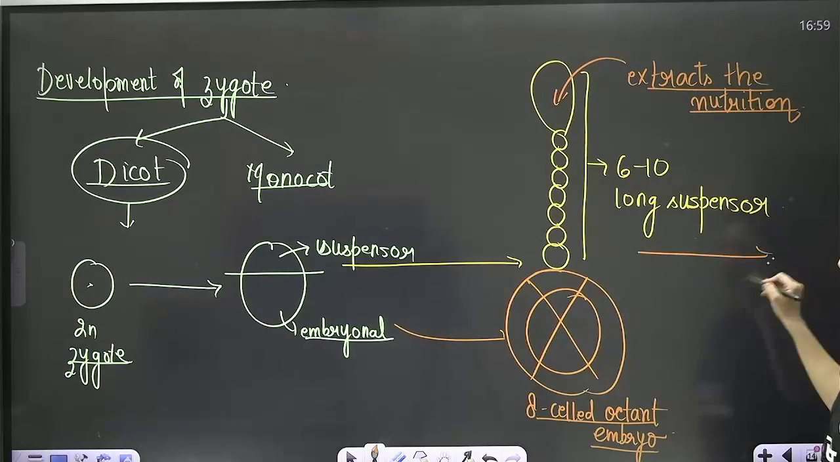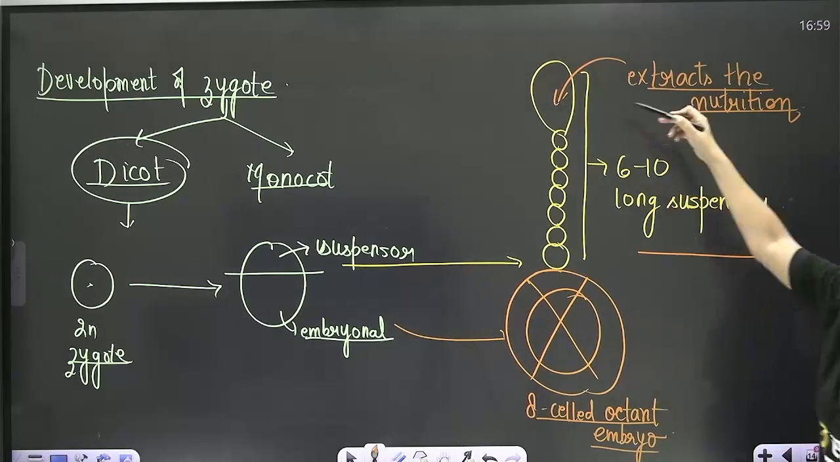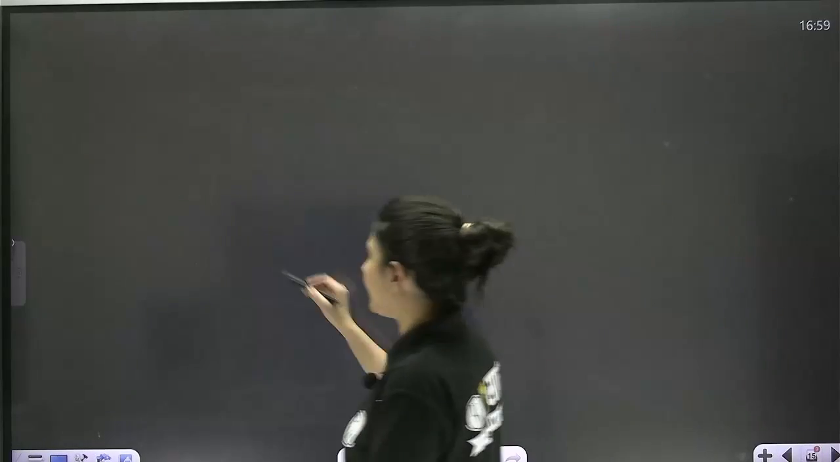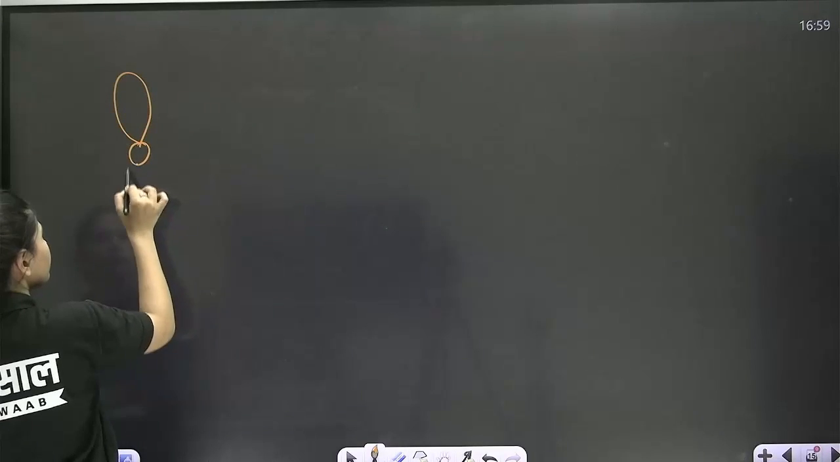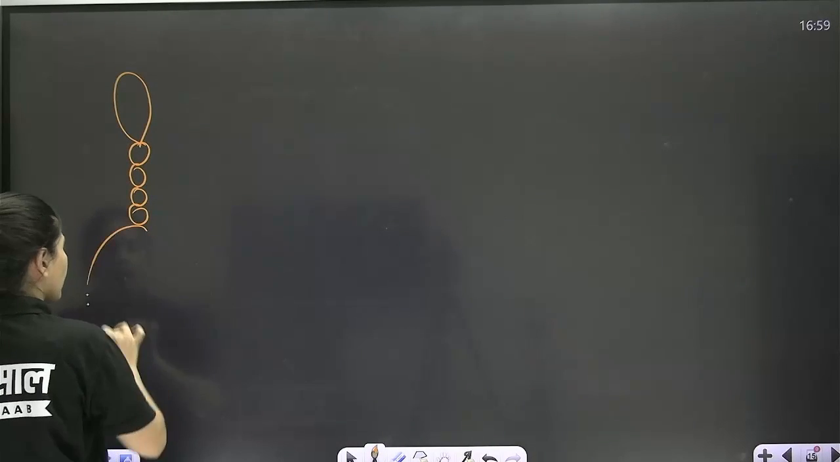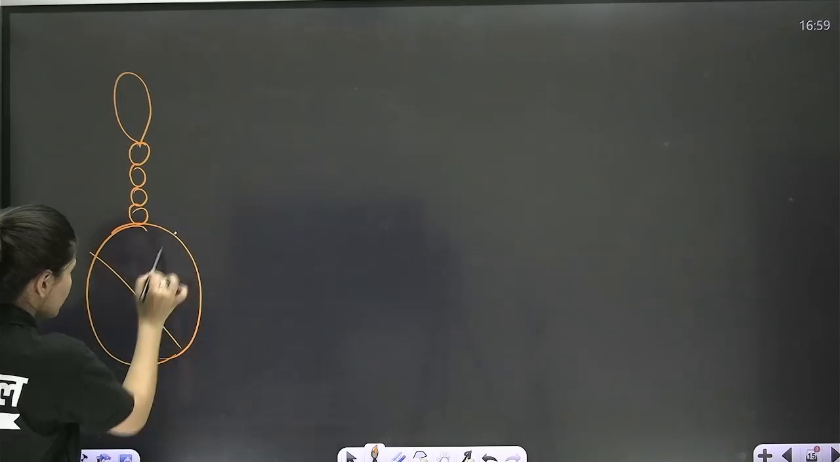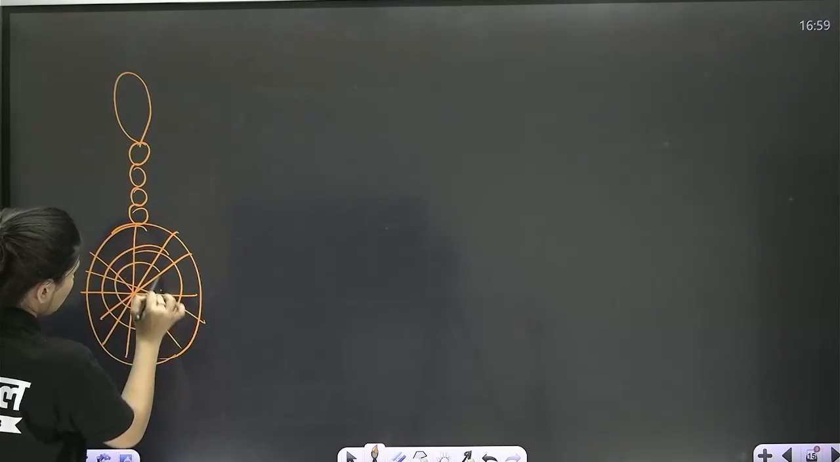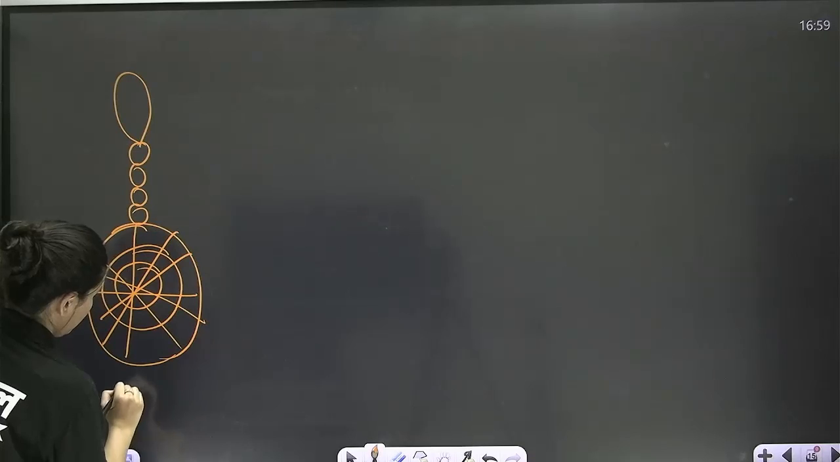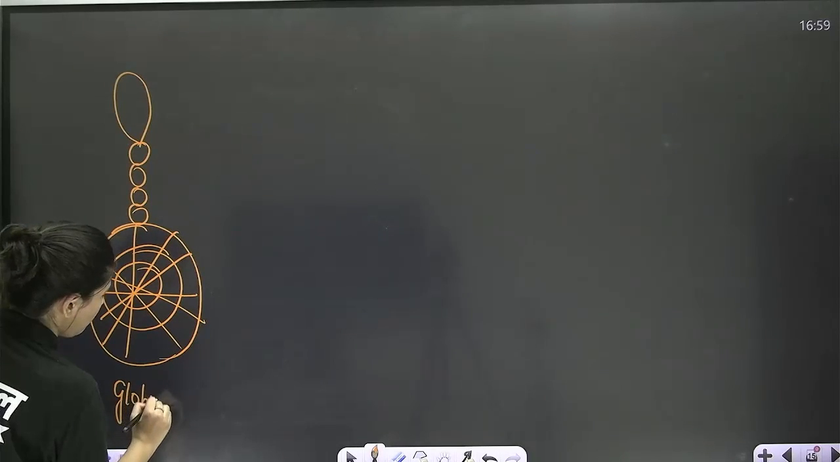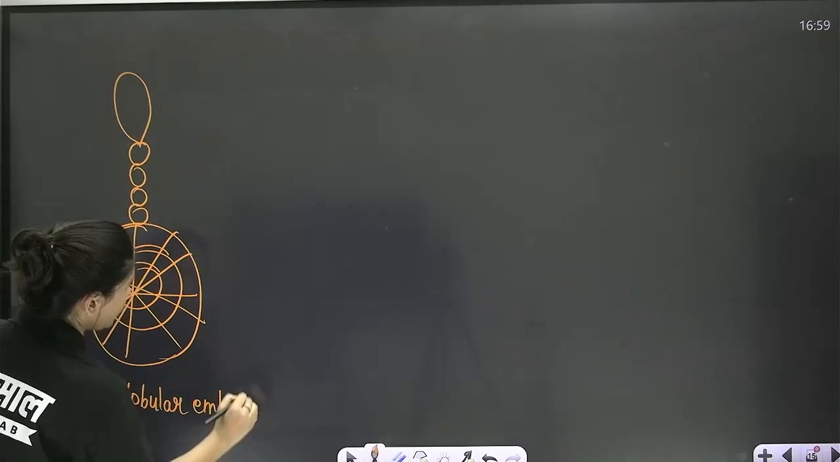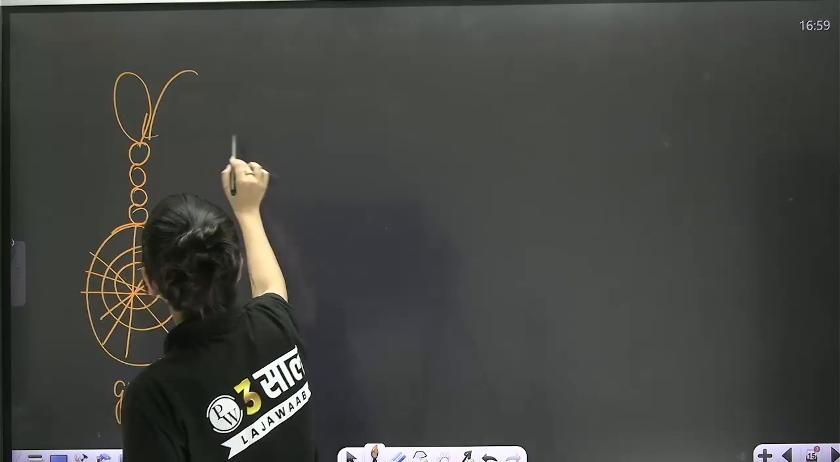Now what will happen? The suspensor is giving the nutrition to this embryo. This embryo will further divide and a number of cells will be produced. Such an embryo is known as a globular embryo. So the octant now gives rise to the globular embryo. Now this is extracting the nutrition.